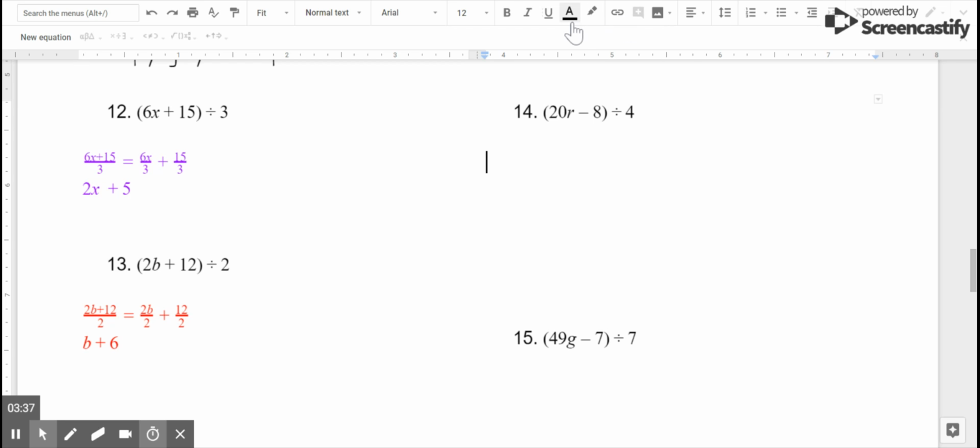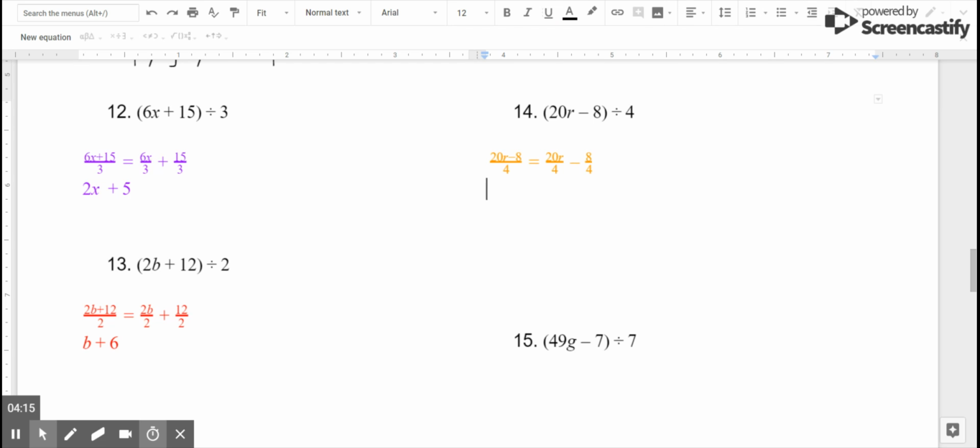Okay, let's take a look at number 14 together. Number 14, what we're doing is we're taking 20r minus 8 divided by 4. I'm thinking of 20r minus 8 as the numerator of my fraction and 4 as the denominator. Then I'm going to split this up essentially into two division problems. The first division problem is 20r divided by 4. And in my original expression, I was subtracting. So I'm going to keep subtracting now. And my second fraction is going to be 8 over 4, or in other words, 8 divided by 4.